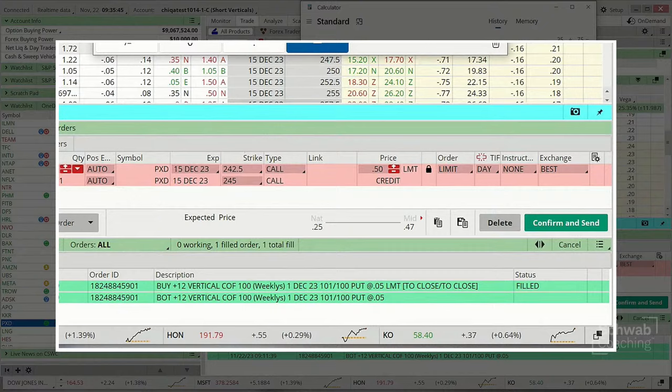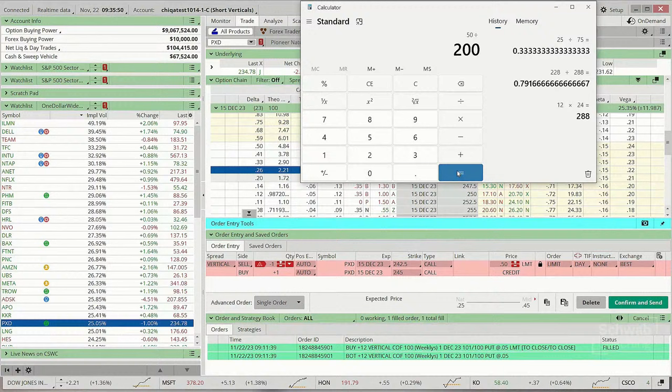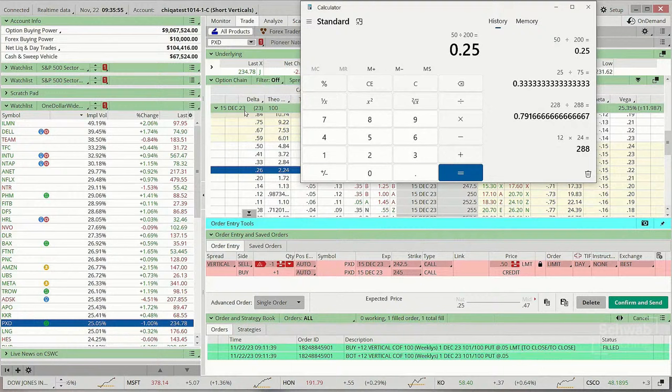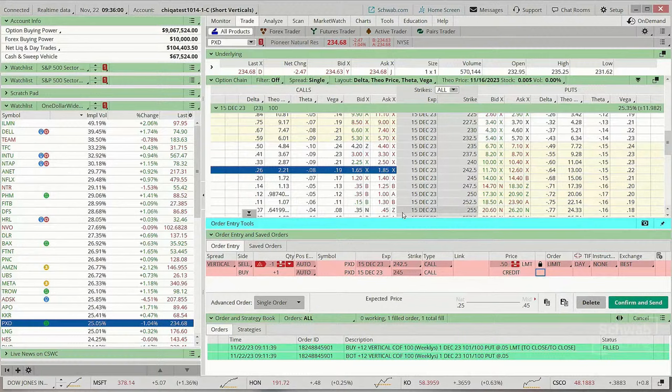So let's see what we're looking at here. 50 divided by 200 equals 25%. So we're looking at 25% return on risk on 23 days. That's okay. That meets our parameter right there. Let's see what it looks like on the chart.